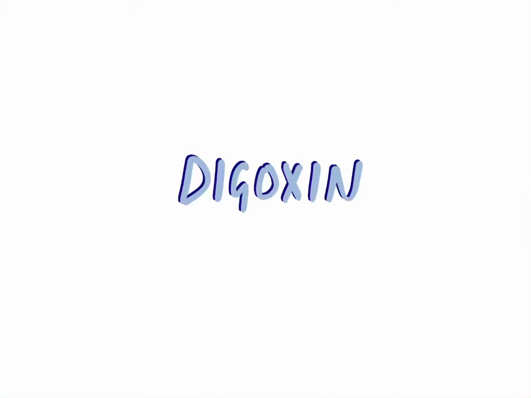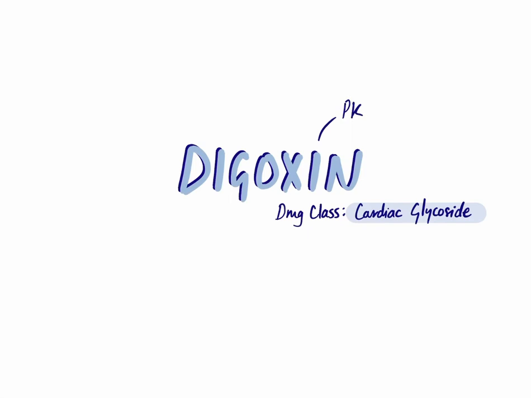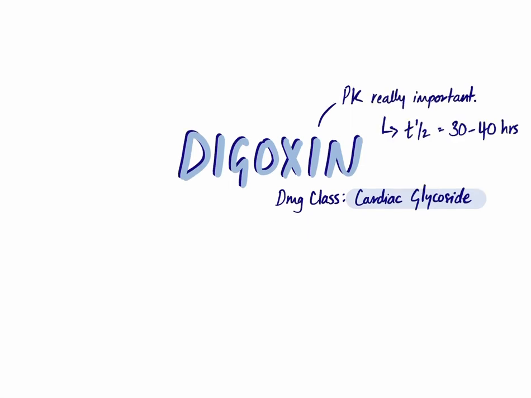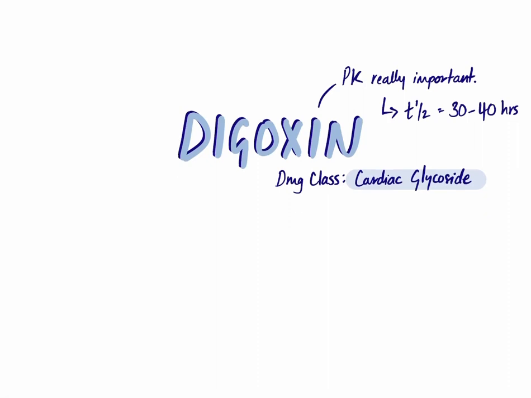In this video, I'm going to be talking about digoxin, its uses, side effects, and digoxin toxicity. It belongs to the cardiac glycoside drug class, and pharmacokinetics is really important for this drug as it is a narrow therapeutic index drug. Its half-life is around 30 to 40 hours, so it means it's dosed once daily.